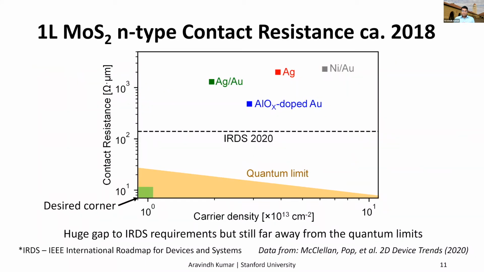When I started working on this problem, there was a significant gap between the best reported contacts and the industry requirements given by IRDS or International Roadmap for Devices and Systems. But we are still far away from the quantum limit, which meant we had plenty of room to improve. So in the next 2 sections, I will describe our efforts to bridge this gap.